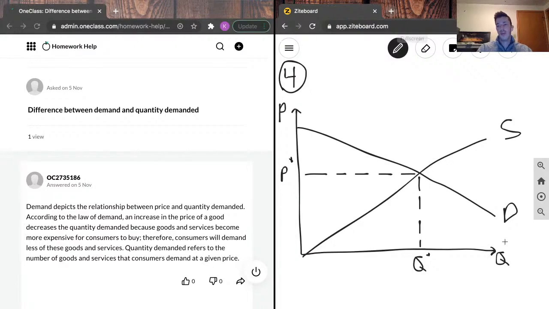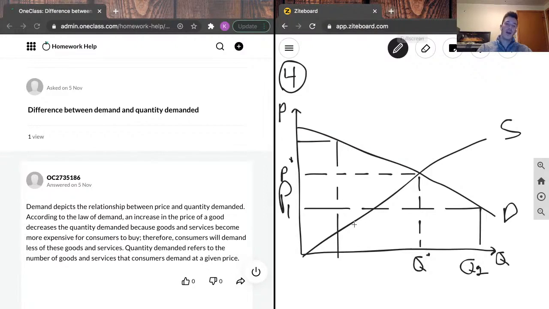So when we refer to demand, we refer to this line as a whole. And when we refer to quantity demanded, we refer to a point on this line. So at P1, the quantity demanded on the demand curve is going to be Q1. At P star, the quantity demanded on the demand curve is going to be Q star. And at P2, the quantity demanded on the demand curve is going to be Q2.